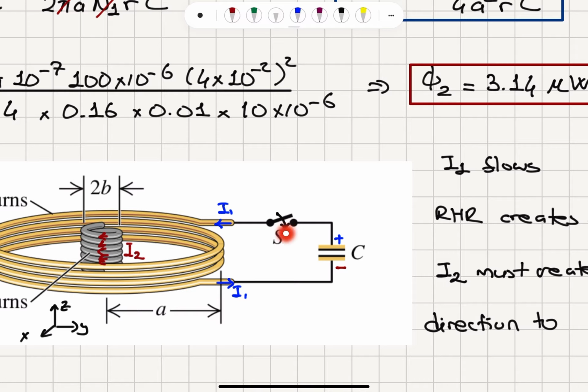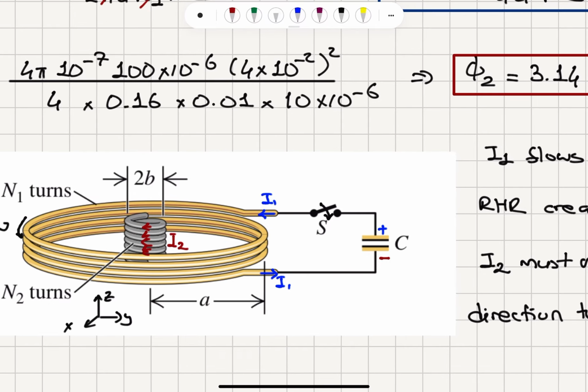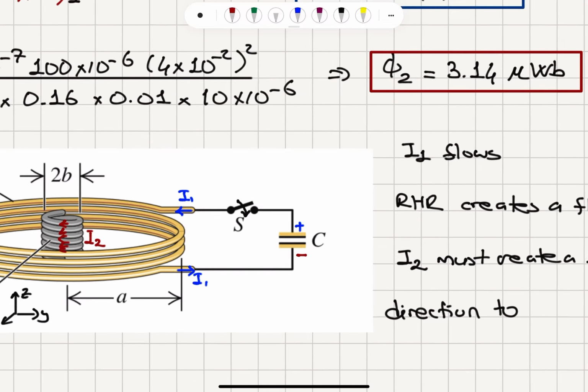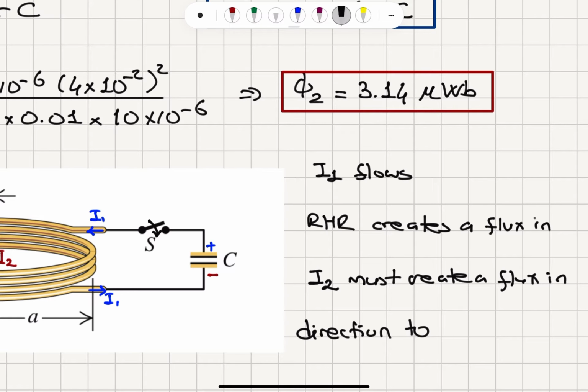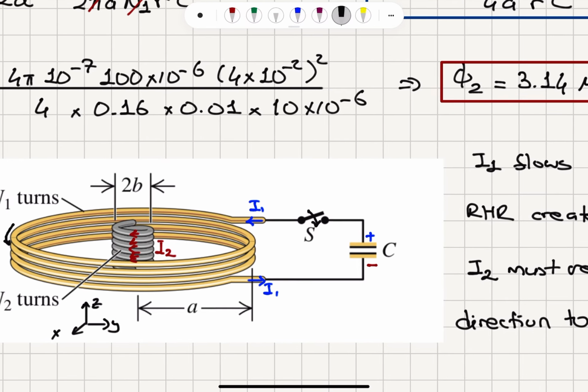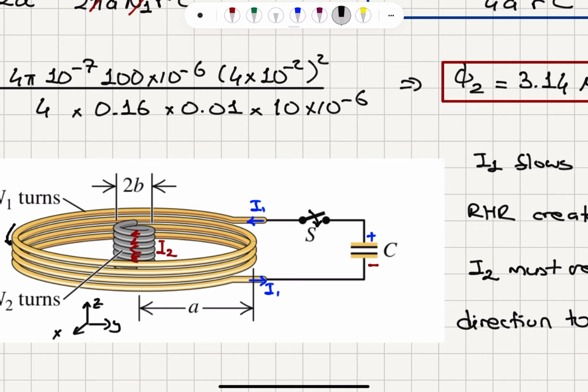Now, the switch is closed. As you can see, we have a positive charge on the upper plate, negative charge at the lower plate. So I1 will start flowing in the direction indicated here. Looking from the top, you can see that it's flowing counterclockwise. So I1 flows counterclockwise, and this means that I1 is going to create a flux in which direction?